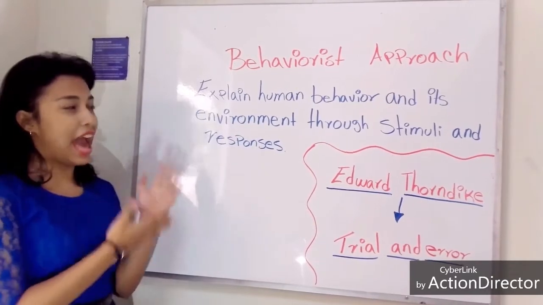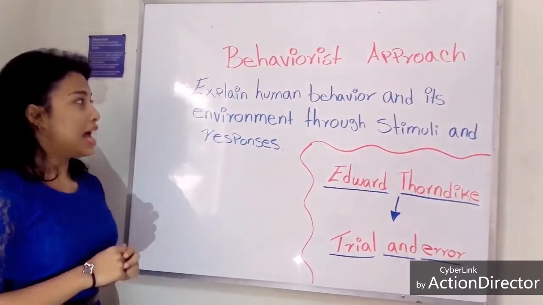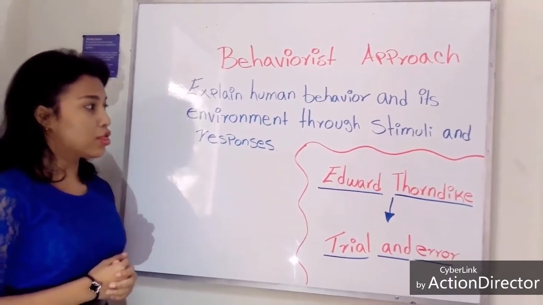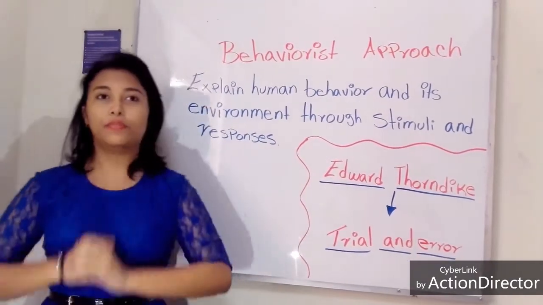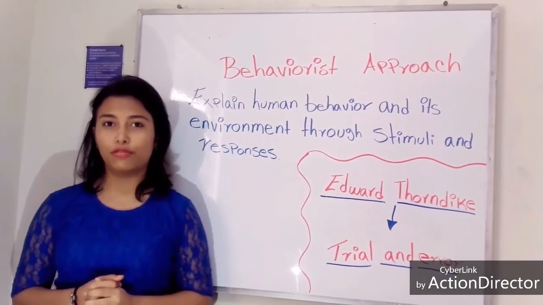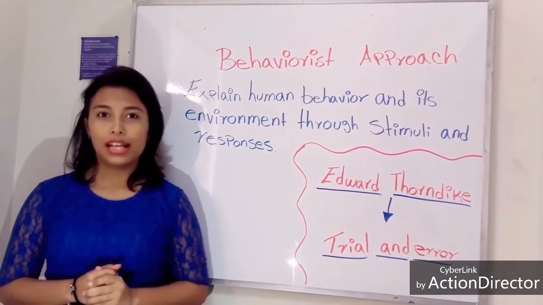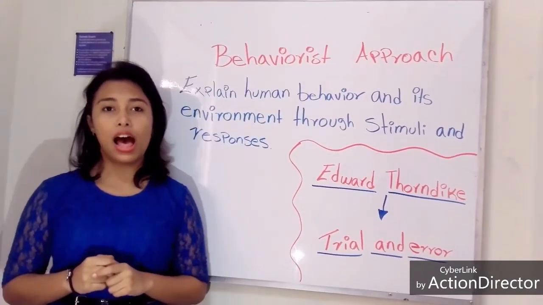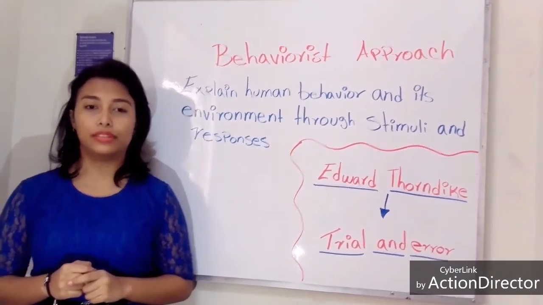Continue with the behaviorist approach. It explains human behavior and its environment through stimulus and response. This theory is based on the fact that a stimulus is followed by a response, this being the result of the interaction between the individual and the environment.